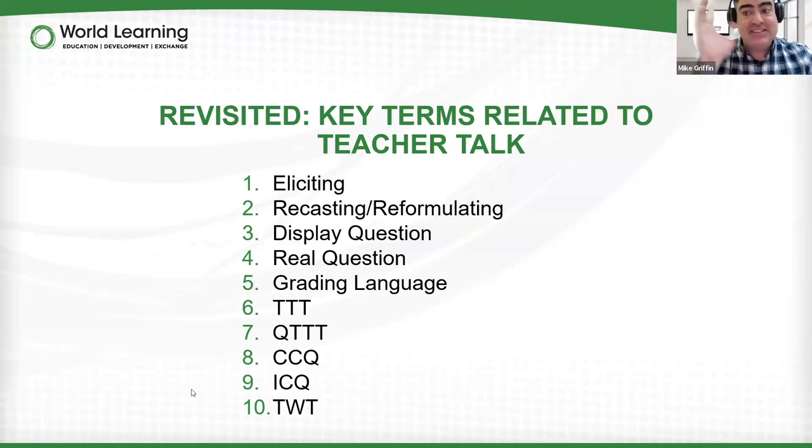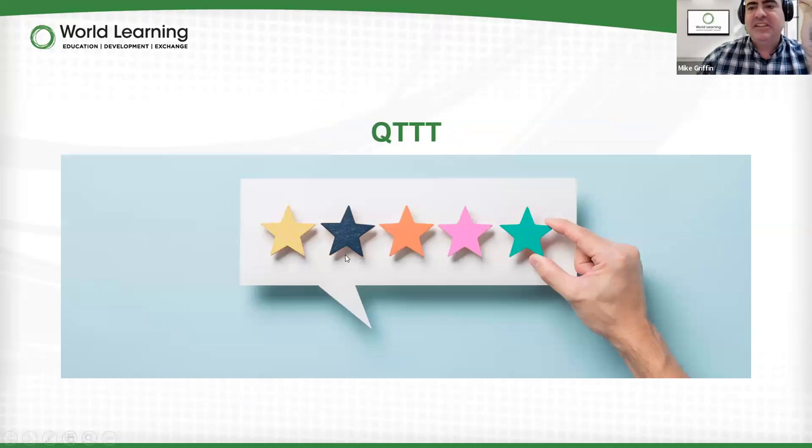I believe there's one of these that I didn't mention. Grading language I talked about with simplifying language. I said it's too graded, and I had the benefits. Good teachers know how to grade their language. Thank you for the guess, Muhammad. TWT, I did talk about teacher wait time. There was a lack of teacher waiting time. Number 5, grading, we did talk about. Recasting, I talked about a little bit. Thank you, everybody's too kind. But I believe I did not talk about number 7, QTTT.